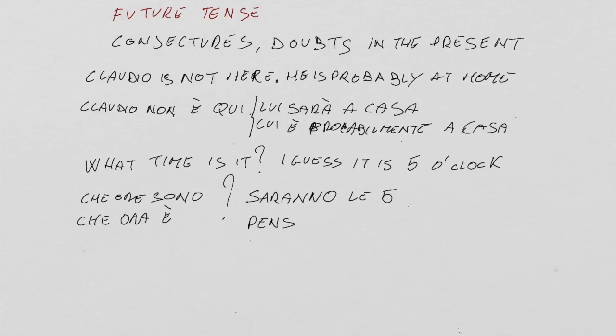Of course, you can also translate literally the English sentence, I guess it's 5 o'clock. So penso plus the present tense of the verb essere. So penso che sono. We actually should use the subjunctive in this case, the present subjunctive, siano, but don't worry about that. You can use the present tense that you know, sono. So penso che sono le 5. But as I said, that construction with the future is preferable.